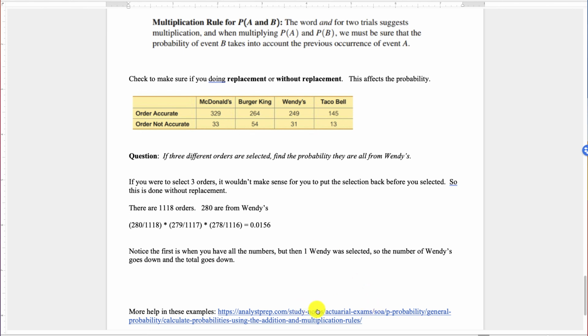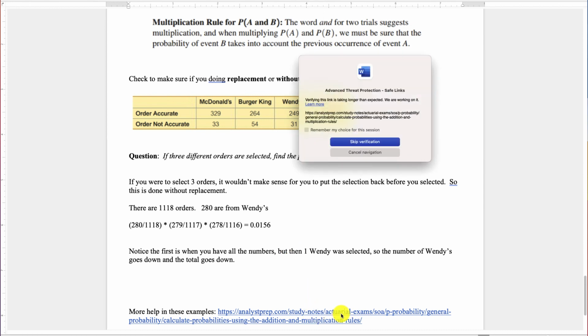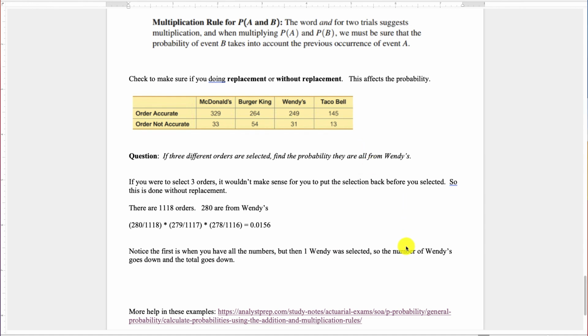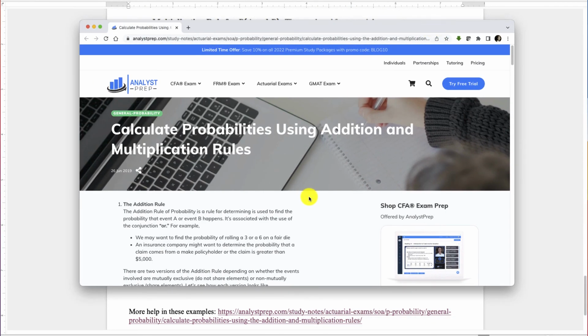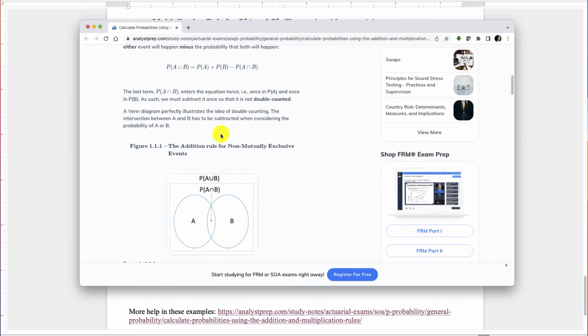Okay, here's some more examples. Go to the page here and click, and you'll get a few more examples that come up about multiplication rules and addition rules. Here's more examples on this website. It gives you some more stuff if you want to look at it.